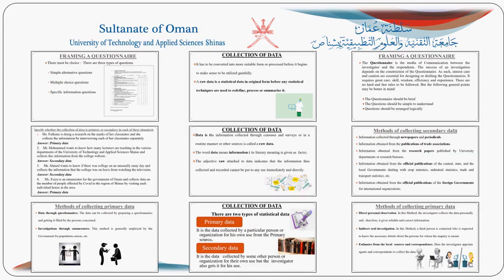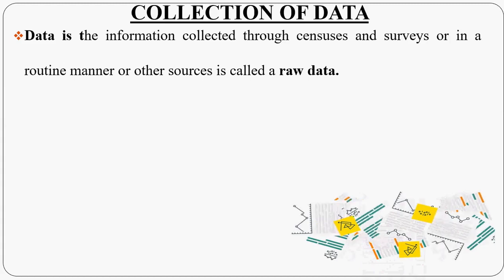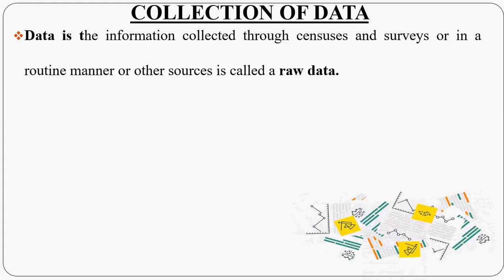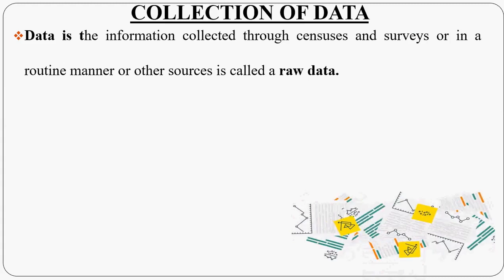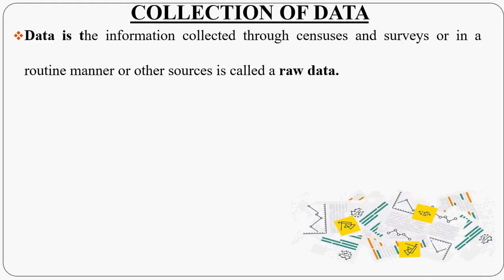Now let me show the methods of collecting data and how to frame a questionnaire. First, let us focus on what is collection of data. Data is the information collected through censuses and surveys, or in a routine manner or other sources, called raw data, as you can see in the images shown below. Once you collect data, it will not look organized. That is what we call raw data. After collecting the data only, we will organize it.